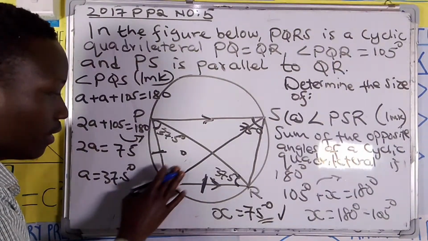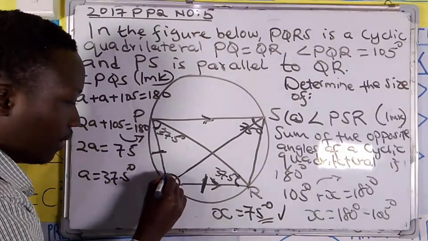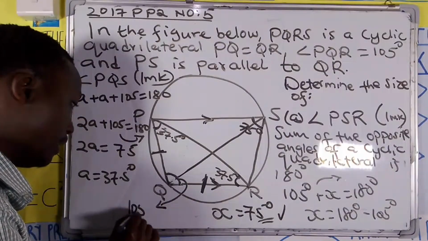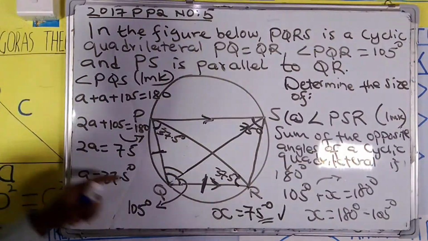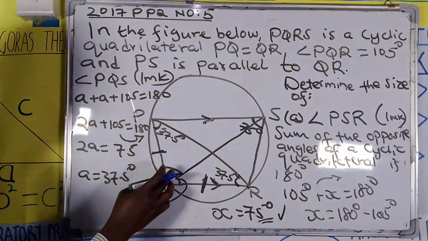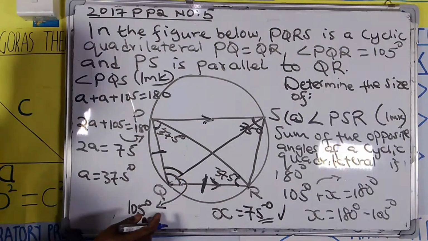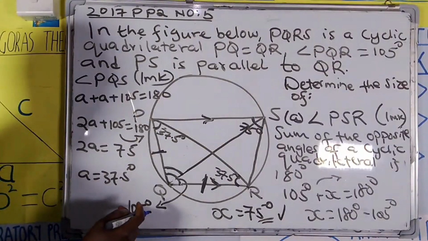Let me show you clearly. This whole angle here is 105 degrees, but we need this angle alone. We need this angle alone. This one, this one alone. The whole of this is 105. So this is what we are going to do.